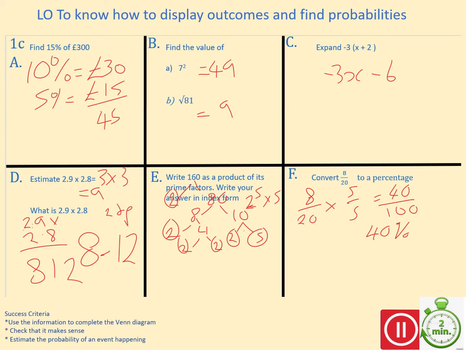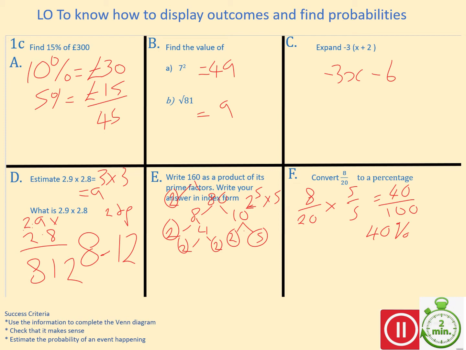D, we want to estimate 2.9 by 2.8. So it's roughly 3 times 3, which is 9. So we know it's going to be about 9. So when we do 29 by 28, we get 812. No, there's two numbers after decimal points, so it's 8.12.